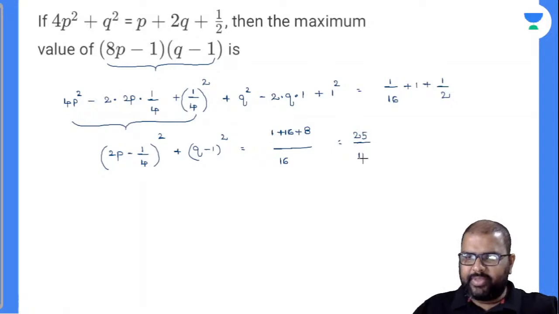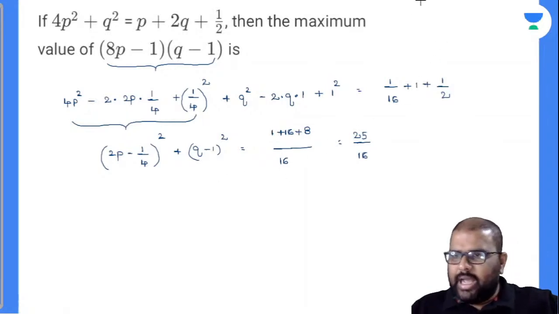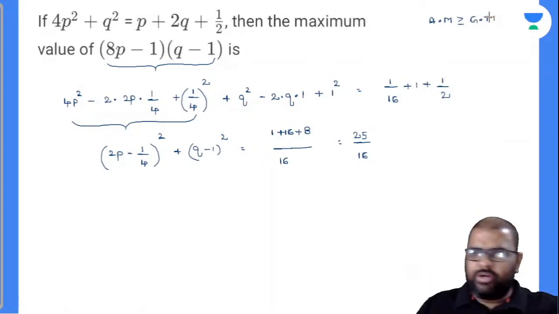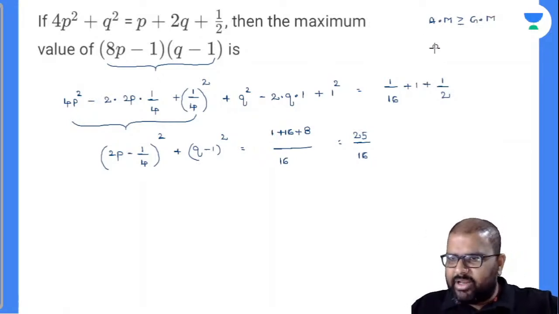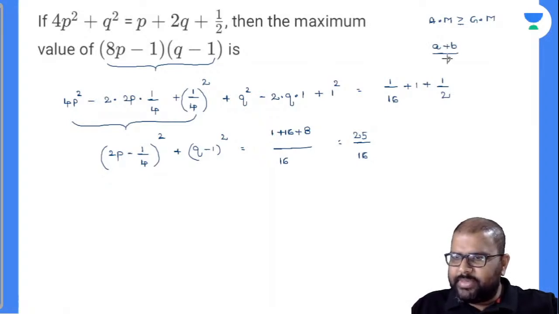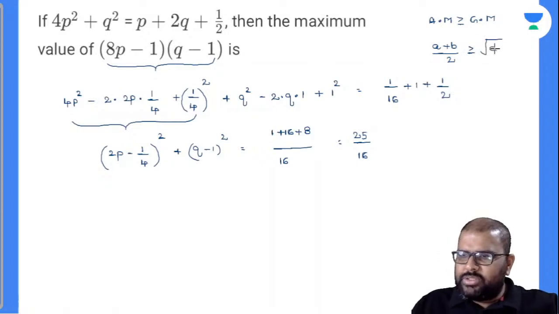Okay, fine. Now observe closely, you have two terms. By this, what can I say? I can use the arithmetic mean, geometric mean relationship here. The AM is greater than or equal to GM relationship. Then I can find out the maximum or minimum value according to this equation. Everybody knows that if there are two terms, A plus B by 2, the arithmetic mean will always be greater than or equal to the geometric mean, root of AB. So I will use the same concept here and solve the question.